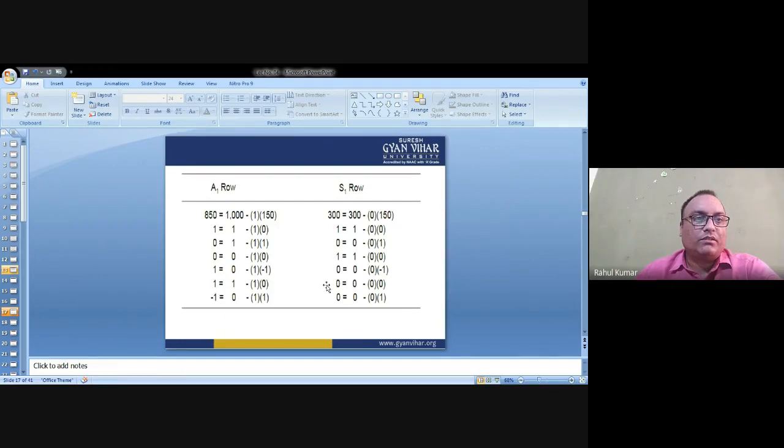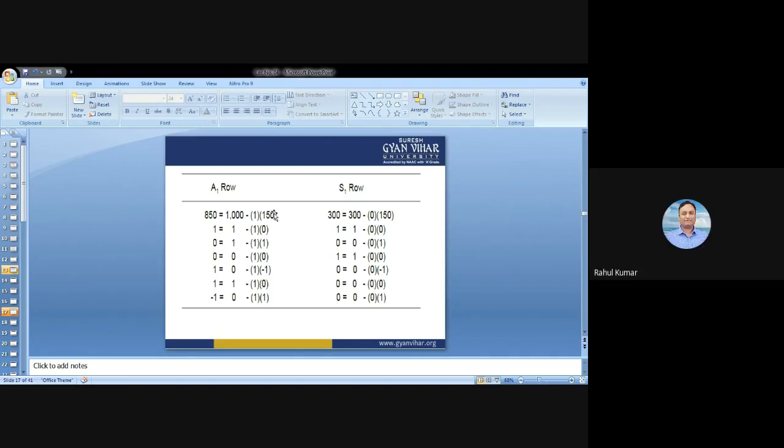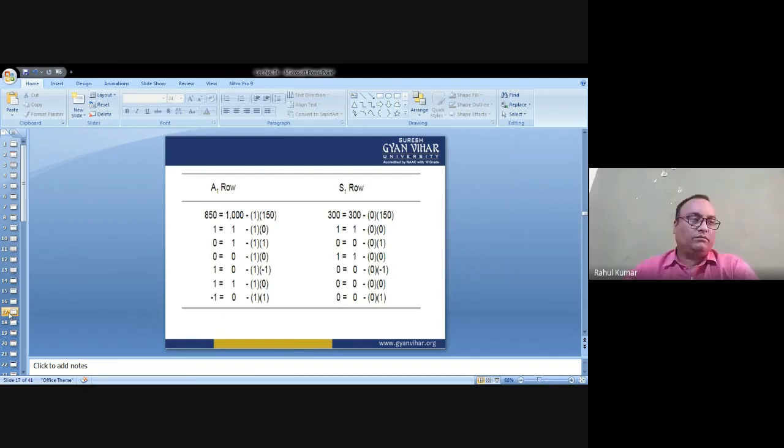So for the A1 row and S1 row, it will give 850 equal to 1,000 minus 1 minus 150. This is the solution steps. You can follow here, right? Just see this slide and note it down. I can move to the next slide.